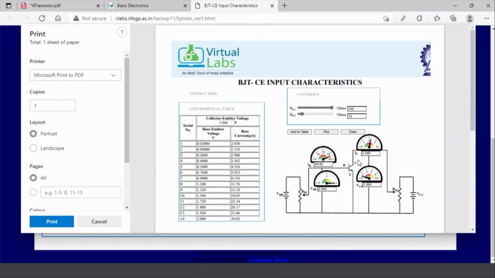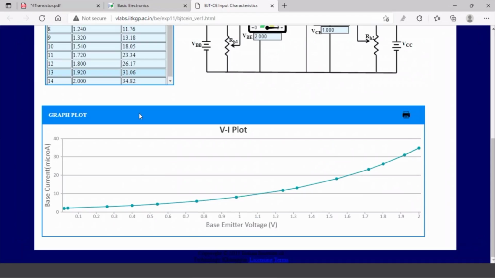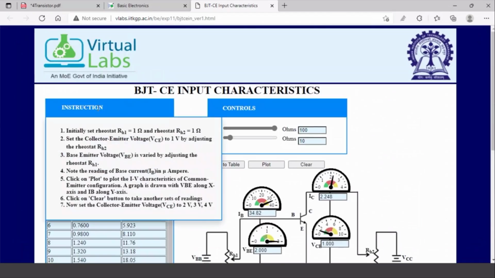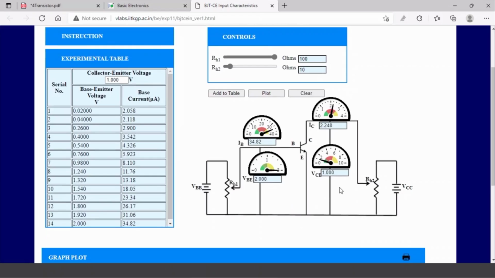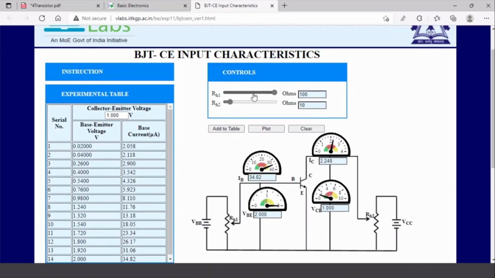Fine. Now what we have to do, you have to repeat this for different values. If you read the instructions, you can see that the last point is now set the collector emitter voltage to 2 volt. So this was for 1 volt, right? Now the same thing you have to repeat completely by setting VCE to 2.